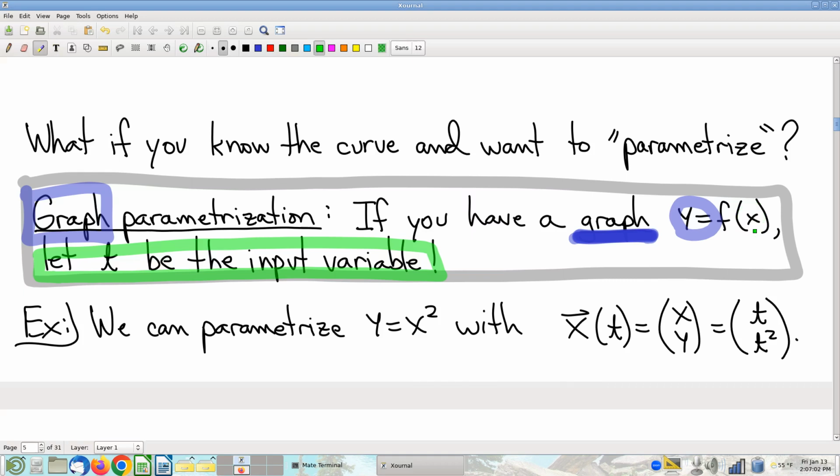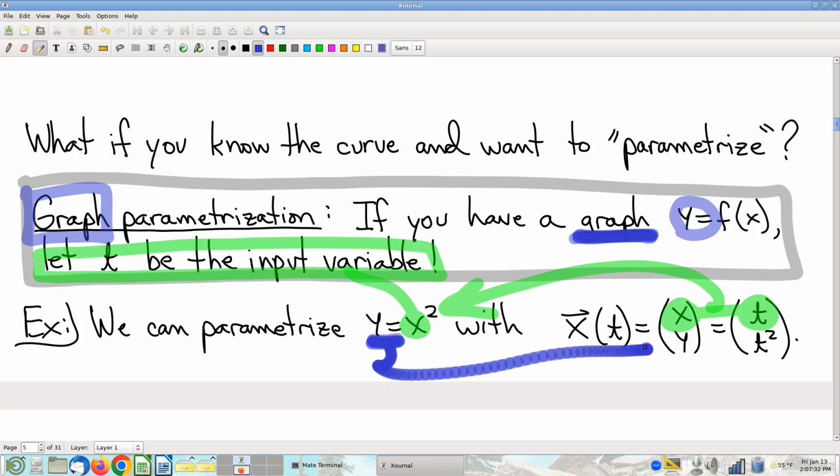So here we go. Let's see an example. Here we go. We have y as a function of x. Right, so we've solved for y. We're going to let t be the input variable. So x is equal to t. And now what? I've got x equal to t. How am I going to figure out what y is? Well, here's the thing. x is equal to t and y is equal to x squared, and that pretty unavoidably means that I have to choose y equal to t squared. Does everybody see how that kind of fits together?